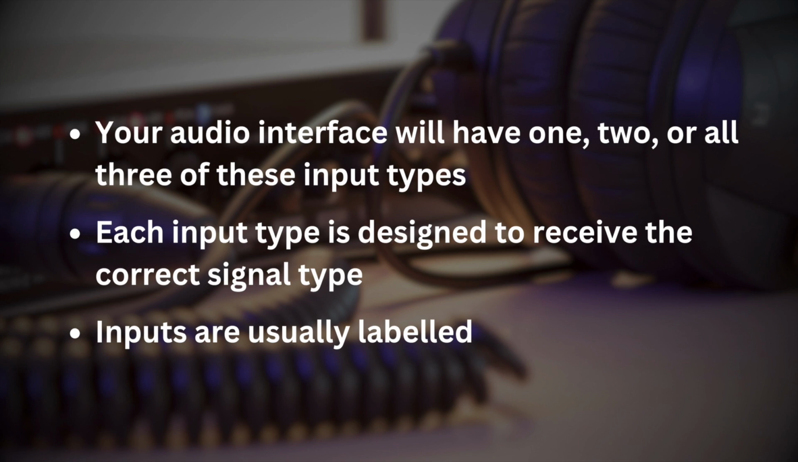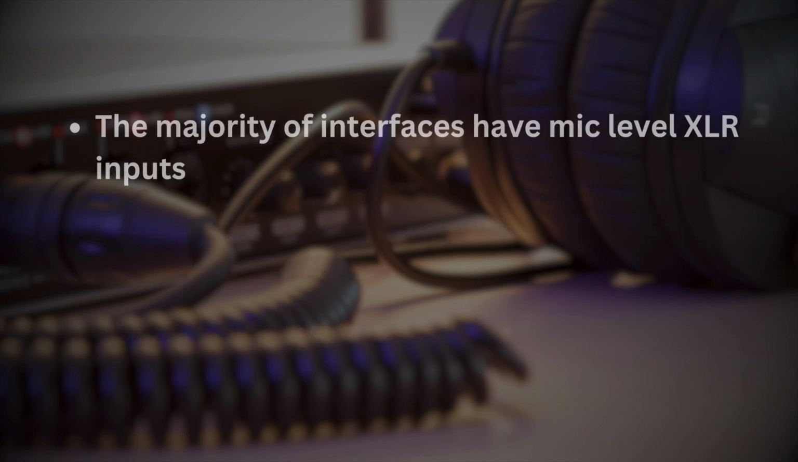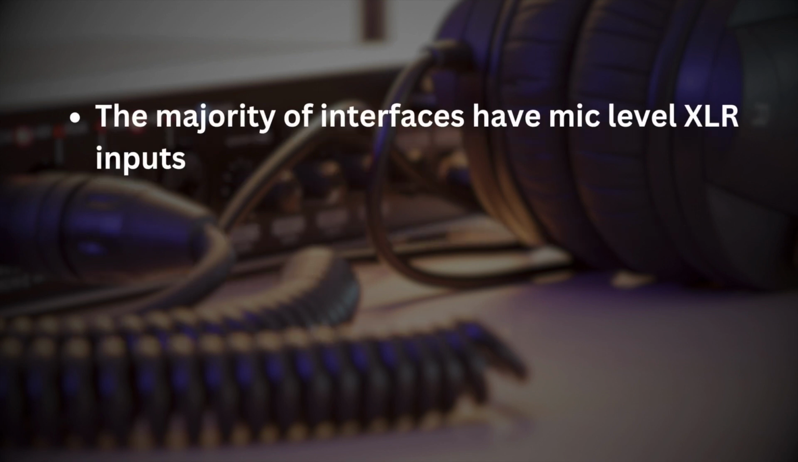Now, what do you do if you have an instrument that's putting out a certain type of signal, but you don't have the corresponding input on your audio interface? Well, the vast majority of audio interfaces have XLR inputs on them that are expecting to receive mic level signals. Now, let's say, for example, you want to connect a keyboard that's putting out a line level signal, but you don't have a line level input on your interface. Or maybe you have line level inputs, but you're already using them for something else. All you have is a spare mic level XLR input.